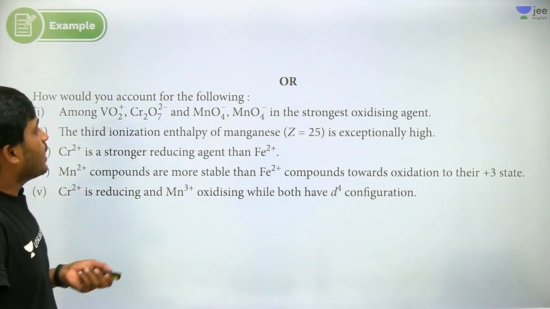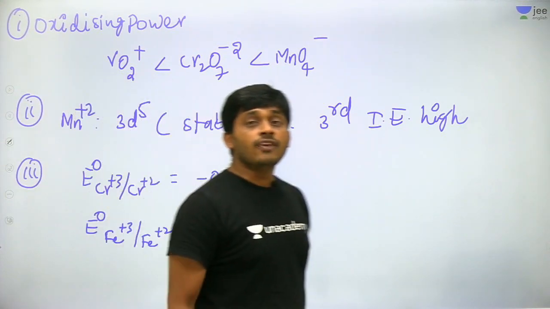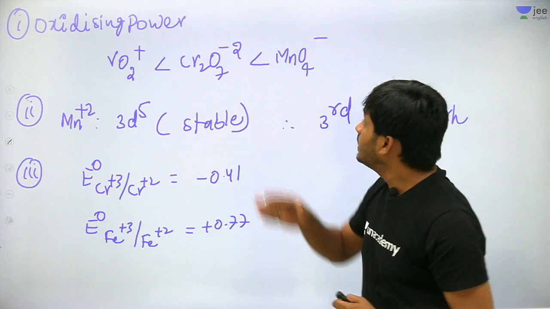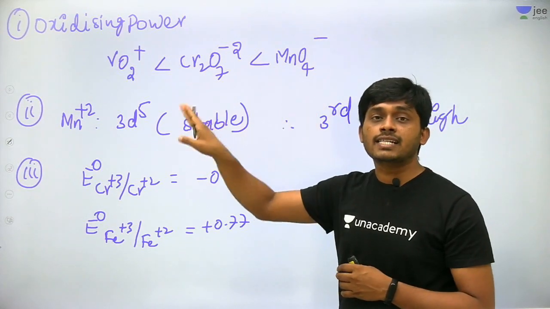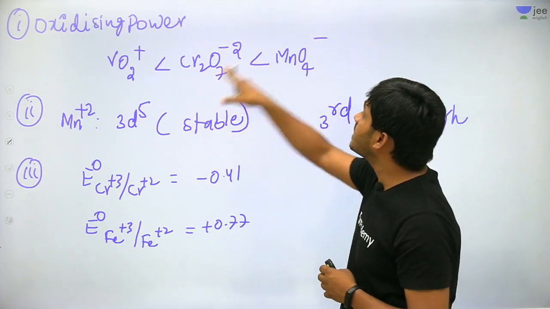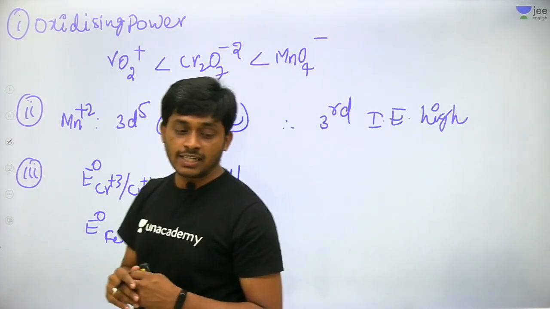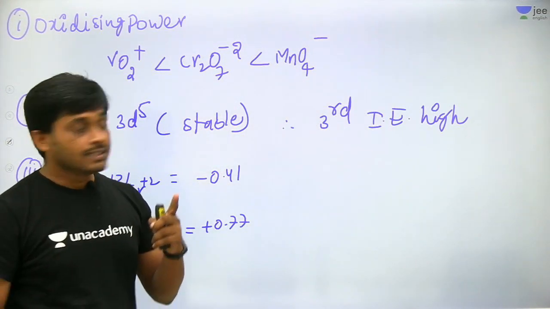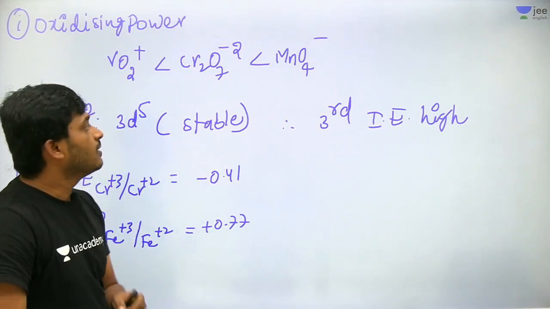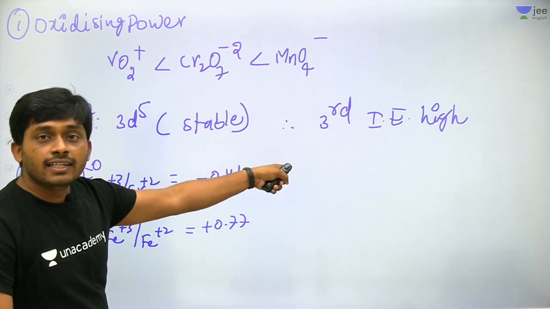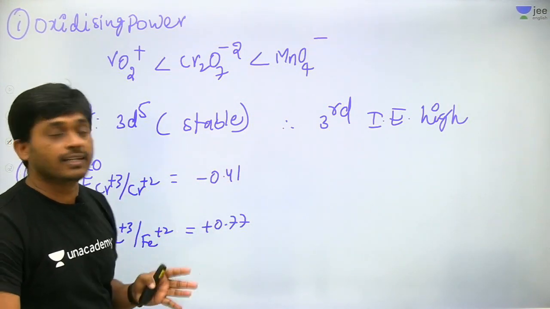Let us see now. Oxidizing power order: oxidation stability decreases across the period. If oxidation number stability decreases, oxidizing power increases. And the Mn plus 2 configuration, if you see, is 3d5. It is half filled and very stable. That is the reason why the third ionization enthalpy is high, as the next electron removal will be very difficult.